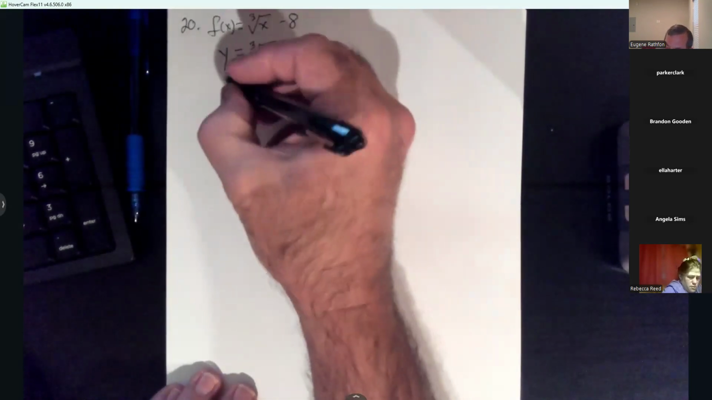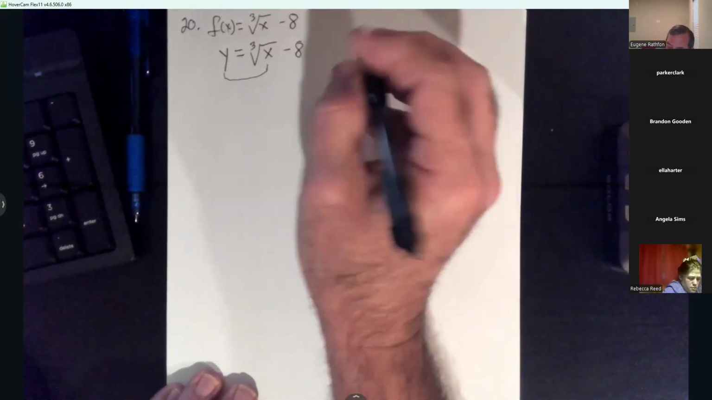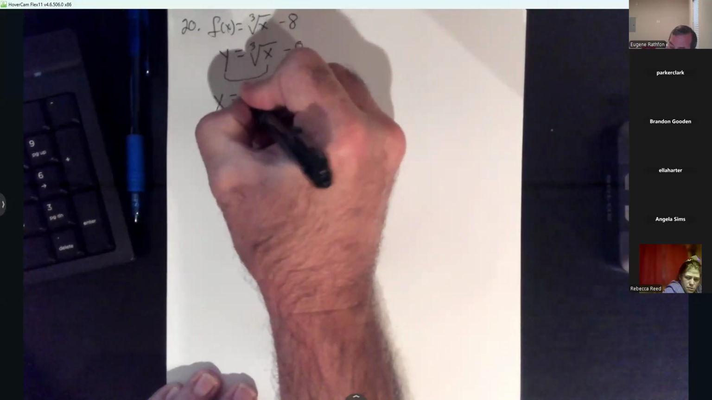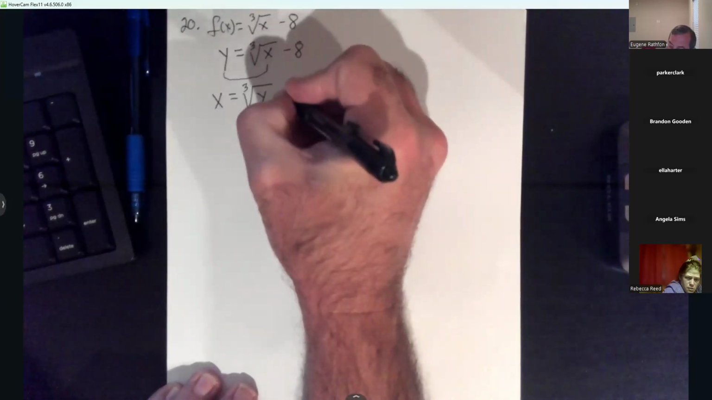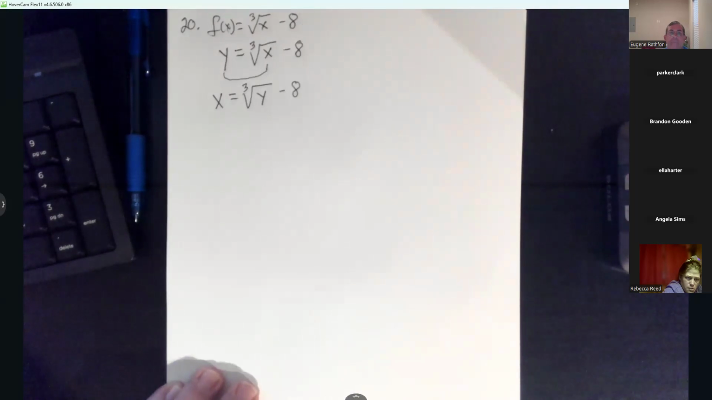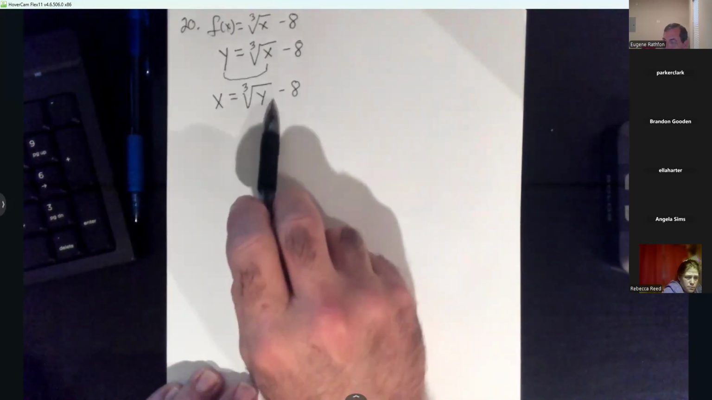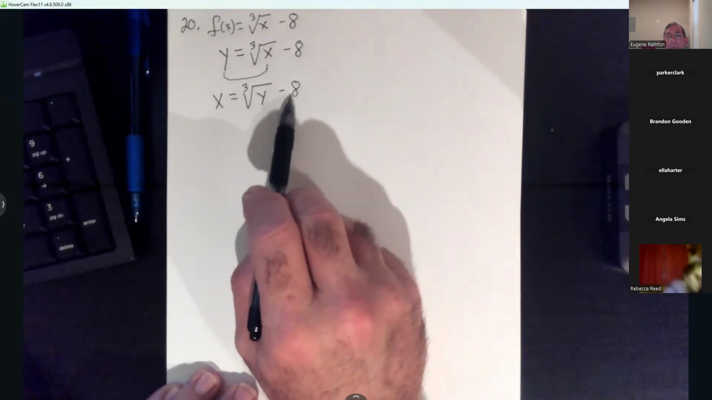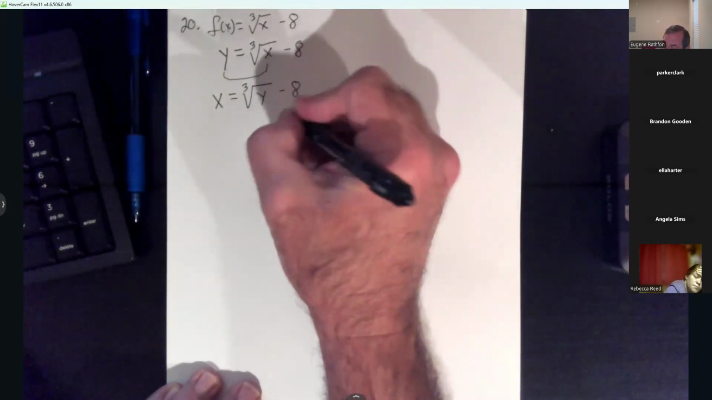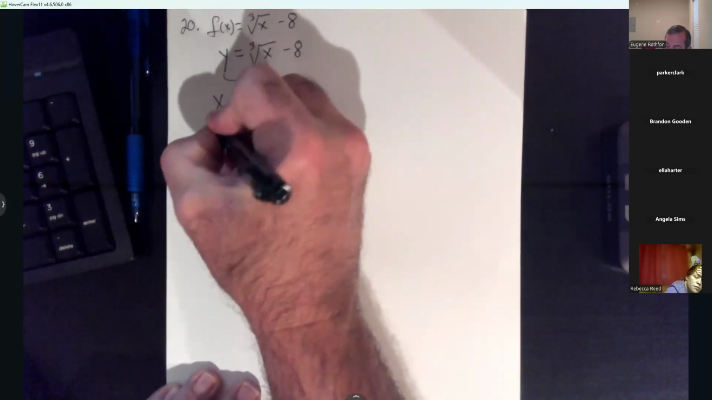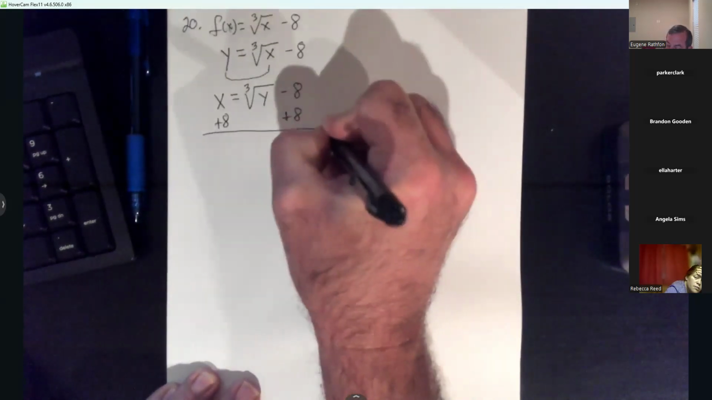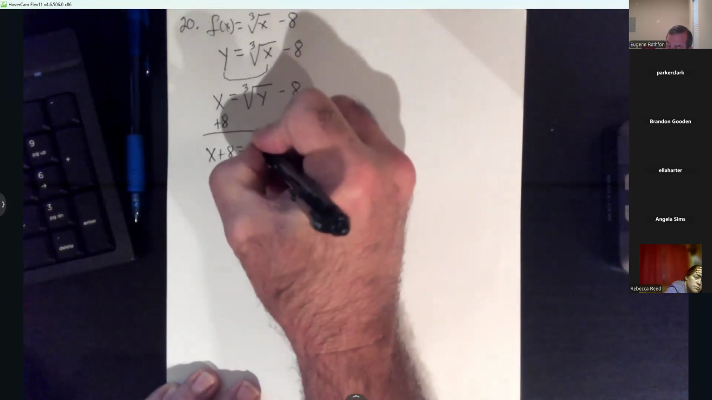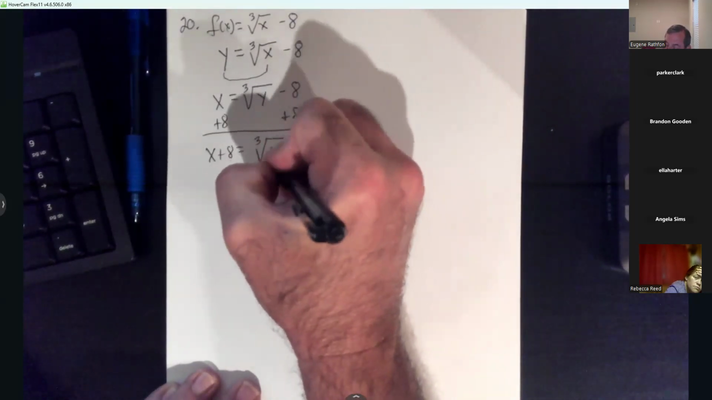All right, we're going to switch. So Carlitha, good job. It's going to be x equals a cube root of y minus 8. Since this minus 8 is not under the radical, we're going to move it to the other side by adding an 8. So I get an x plus 8 over here equals a cube root of y.